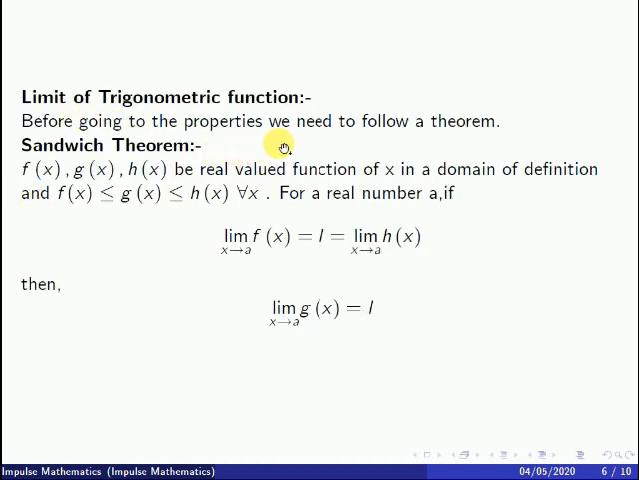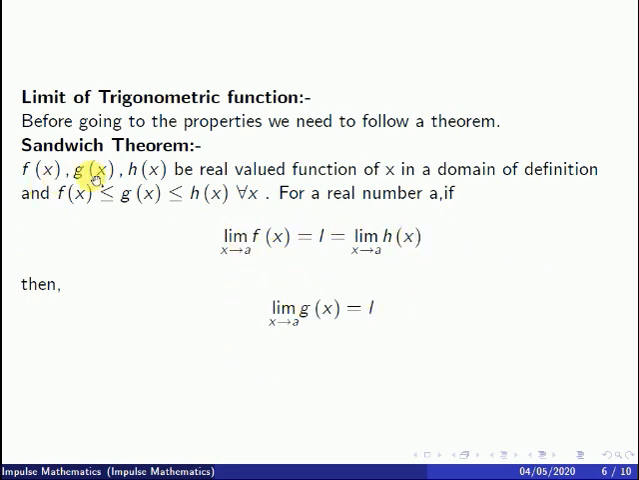So, limit of trigonometric functions. Before going to the properties, we need to follow a theorem, that is the Sandwich theorem. This is a very important theorem and quite interesting too. If f(x), g(x) and h(x) are real valued functions of x in a domain of definition, with f(x) less than or equal to g(x) less than or equal to h(x) for all x, and for a real number a the limiting values of f(x) and h(x) are the same, that is L, then consequently limit x tends to a g(x) equals L. This is the property actually.